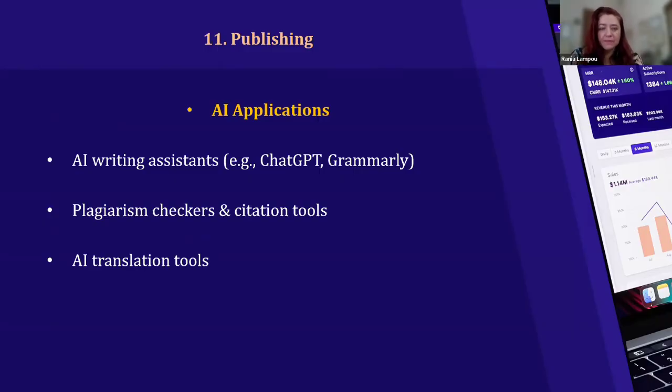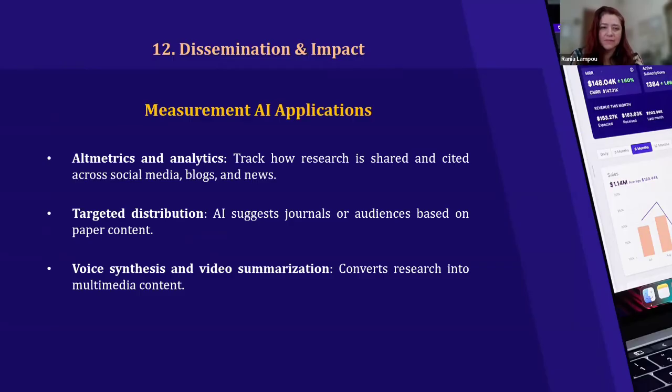And finally, the last stage, the dissemination and impact, how AI helps us. We can track how research is shared and cited across social media, blogs, and news. It helps us with targeted distribution, because AI suggests journals or audiences based on paper content, and voice synthesis or video summarization. This converts research into multimedia content.